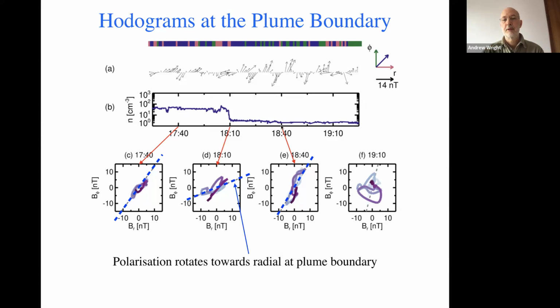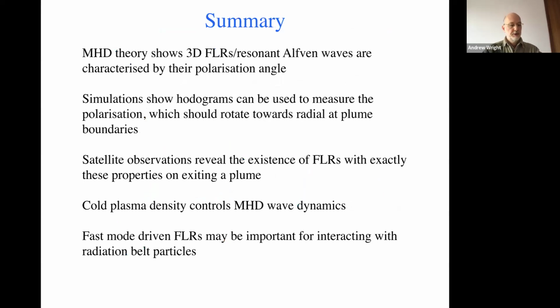Then once we've exited the Plume, we take half an hour of data from here to here, plot the hodogram and the line through the orientation of that. And this is exactly what we were hoping for. As you go through the Plume, you rotate towards the radial direction, and then you come out and it rotates back. So this was what we felt was convincing enough, and the referees agreed, that we can show we've got an observation of a field line resonance in 3D.